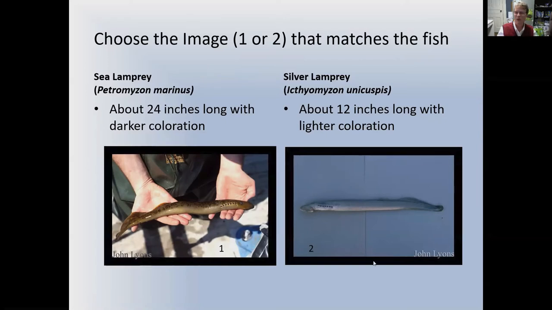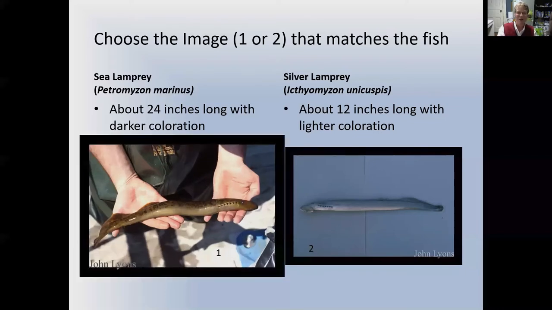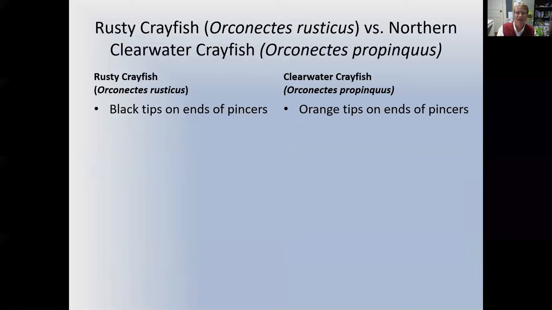And do a quick vote as to which one is which based on the information you're given. So the silver lamprey is obviously a little on the silver side, and the sea lamprey is a little bit darker. The sea lamprey is the one that is marked number one. And then the final guest is a crayfish.